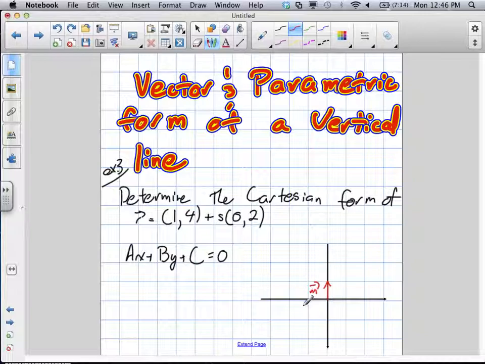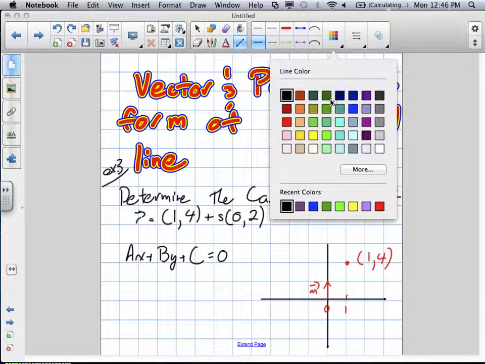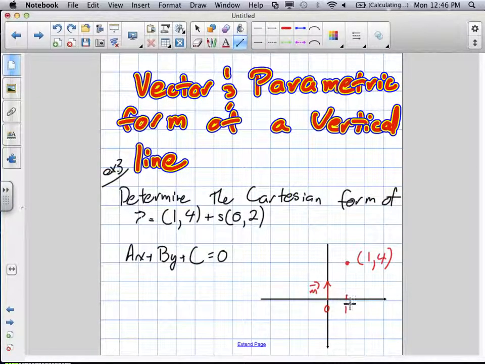Okay? So what we're going to do is we have point 1, 4. So if this is 0 and this is 1, let's say, call this 4. This is at point 1, 4. So if we're representing this vector, we have a line that is vertical heading upwards. So we have a vertical line here.